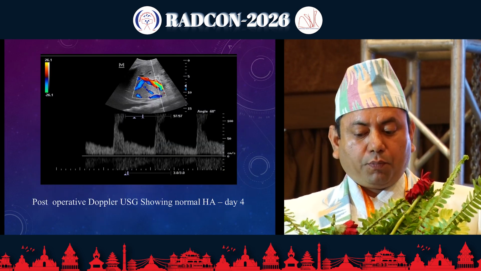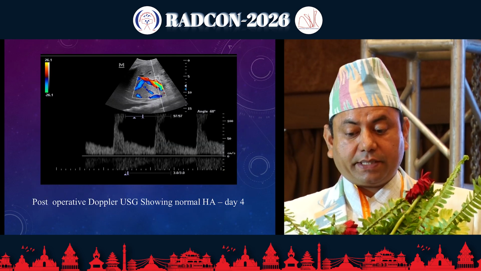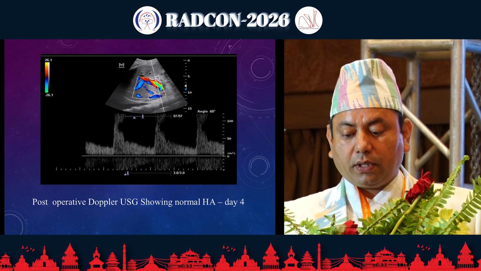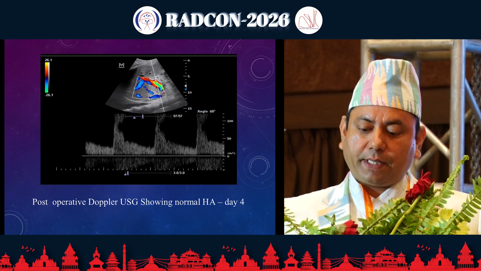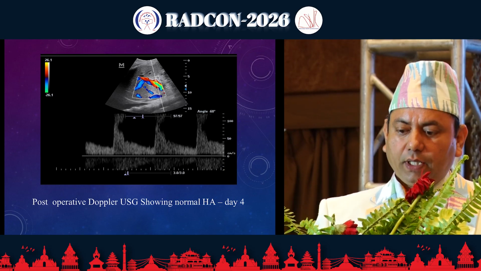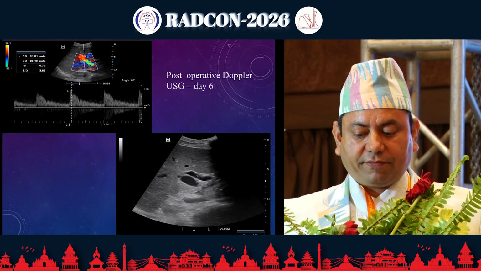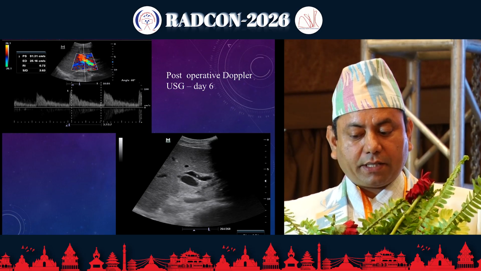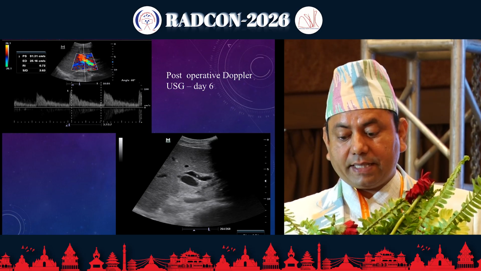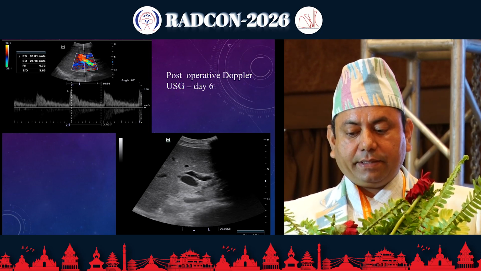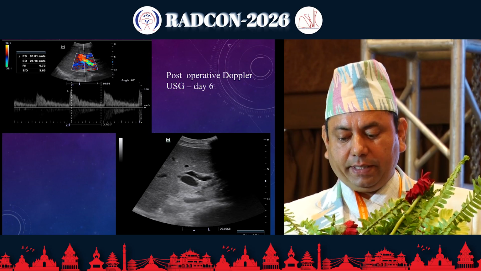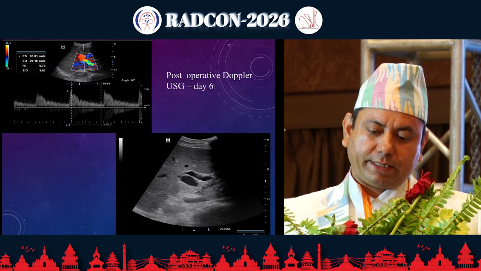This is a post-operative liver transplant patient on Doppler day 4, showing normal Doppler of the hepatic artery. This is the day 6 Doppler finding. The hepatic artery size has increased up to 7.4 mm. And this is day 10, showing normal hepatic arterial flow with the size increasing up to 13.6 mm.